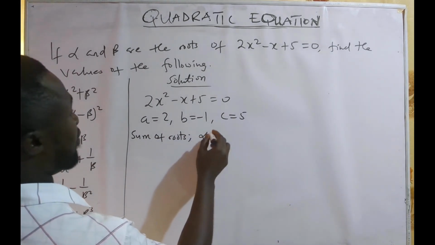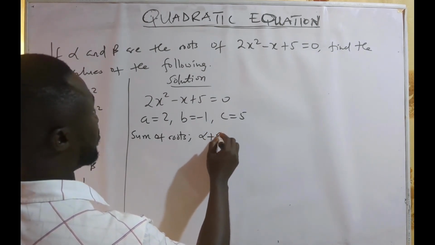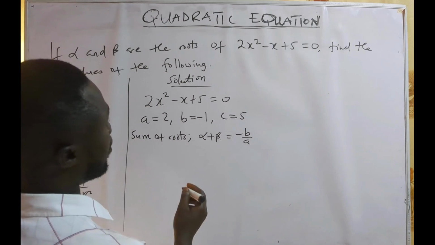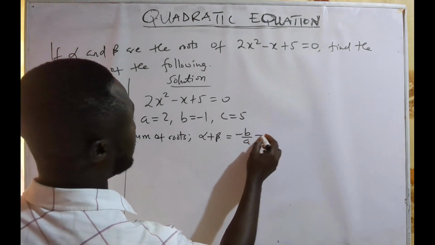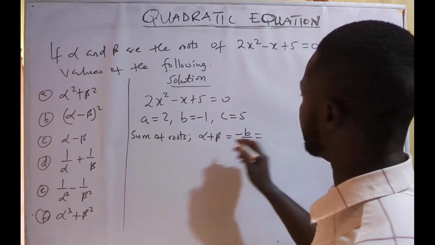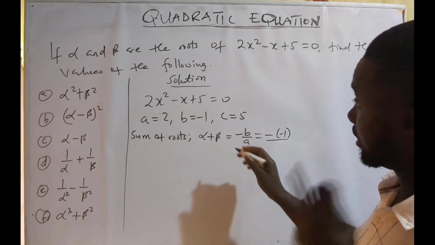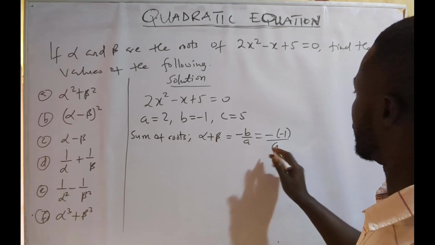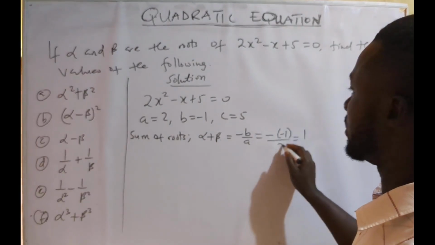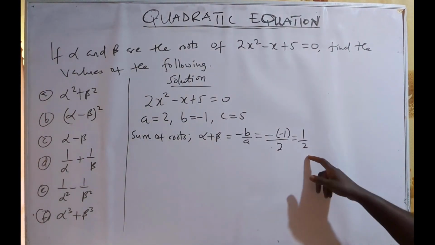That is alpha plus beta, and alpha plus beta is minus b over what? Over a. All right, and what is our minus b over a? So we have our minus b over a as what? Minus, what is the b? -1 over the a. What is the a? That is 2. So we are going to have what? Our a is 2. We are going minus minus 1 give 1 over 2. So our minus b over a is going to give us 1 over 2.